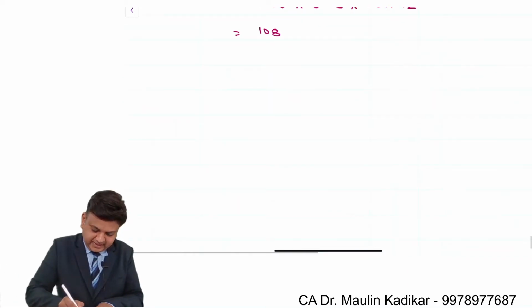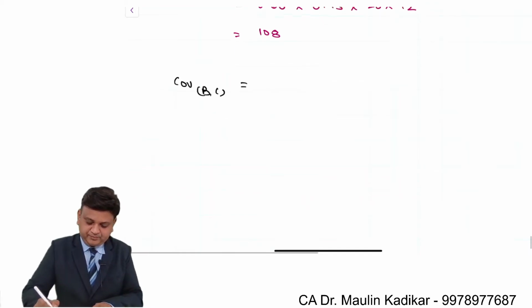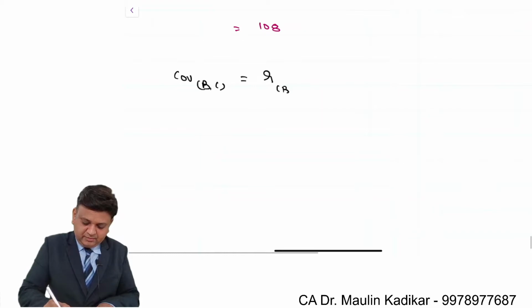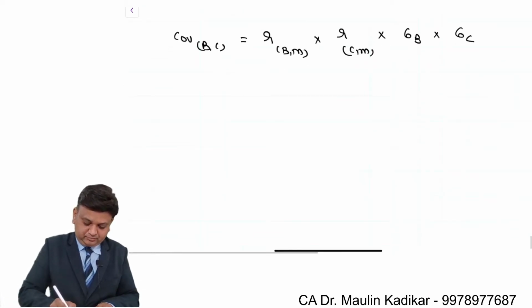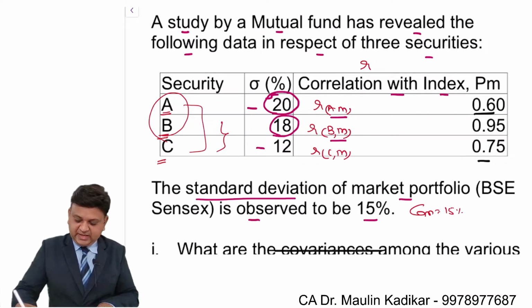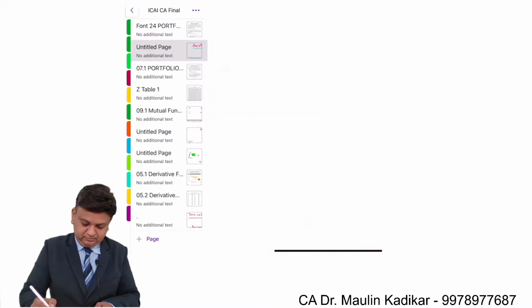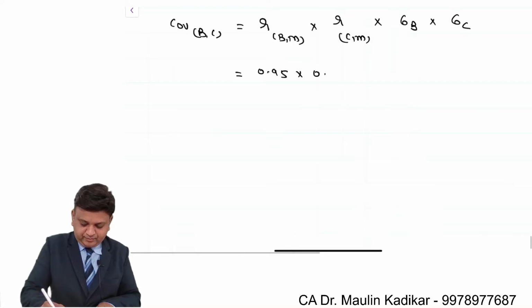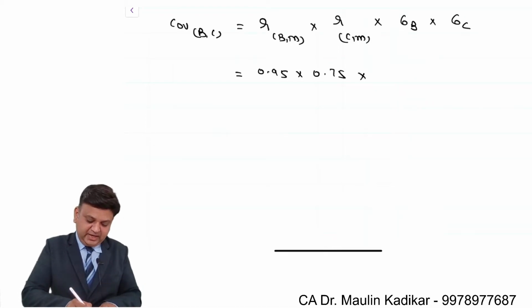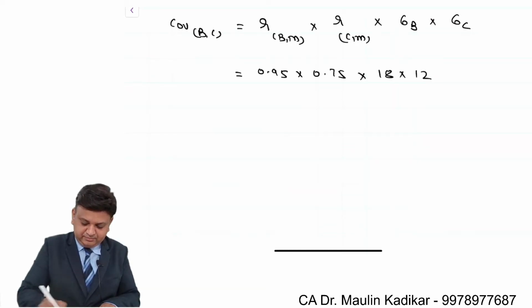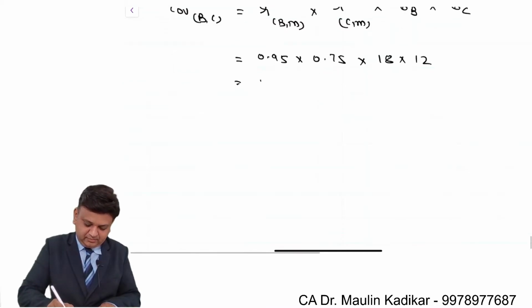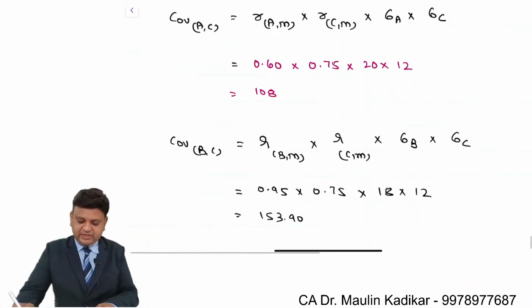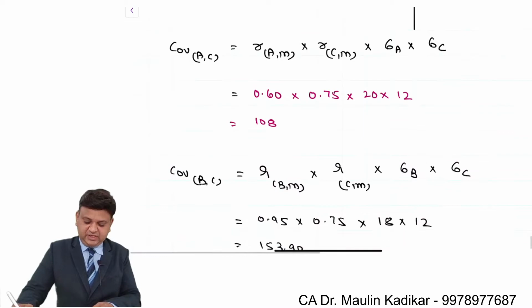Next, covariance between B and C. It will be R between B with M into R between C with M into standard deviation of B into standard deviation of C. It is provided as 0.95 and 0.75, into standard deviation of B and standard deviation of C, that is 18 and 12. That comes to 153.9. This is the way the covariance between A with B, A with C and B with C can be calculated.